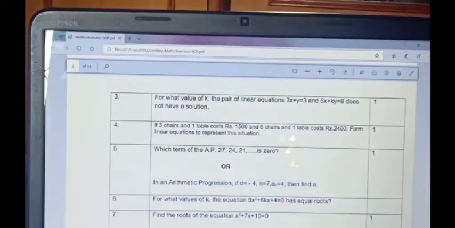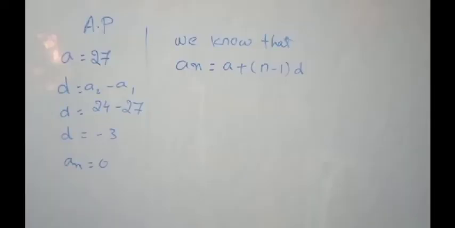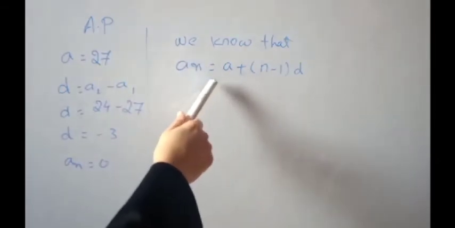Which term of AP 27, 24, 21, ... is 0? So here we have to find n value, and which number in the AP is 0. So according to series, here we can find A value is 27, D value is equal to A2 minus A1, that is 24 minus 27, which is equal to minus 3. An is equal to 0.